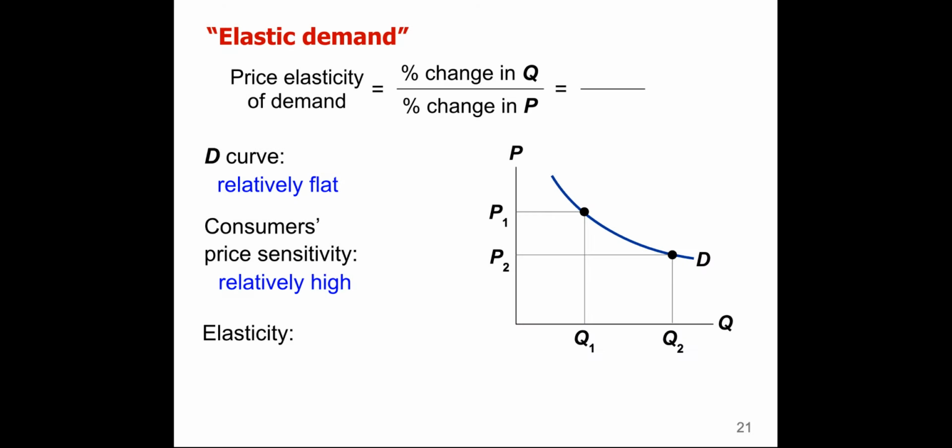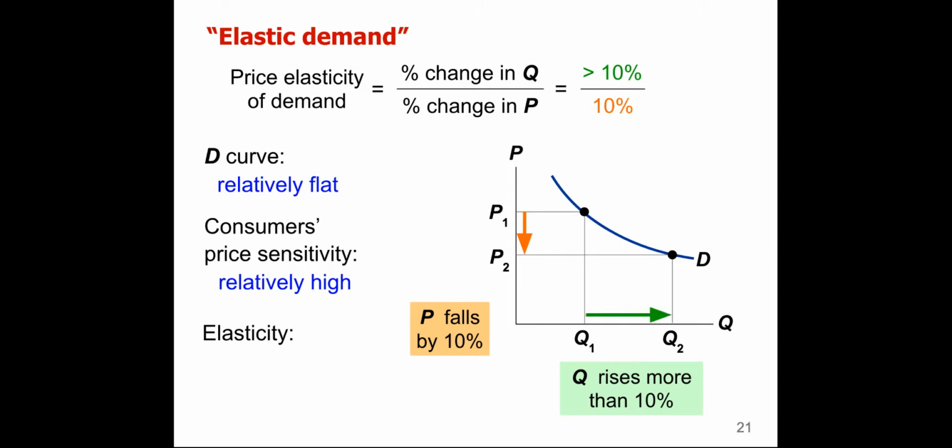Here we have a more elastic demand line. This is a downward sloping demand line, but it's closer to horizontal. Here, if we drop the price by 10%, the quantity demanded is going to rise by something more than 10%. That's going to give you an elasticity higher than 1. And so this is what we call an elastic demand or an elastic market.